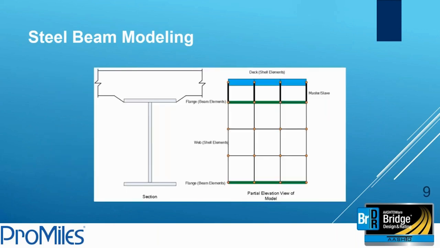This schematic shows a representation of the modeling of the cross section, where you can see the web is divided into three parts by shell elements, and we have beam elements for the top flange and bottom flange, and then we have the deck shell elements on the top, which are connected to the top flange beam element via the master-slave constraint.